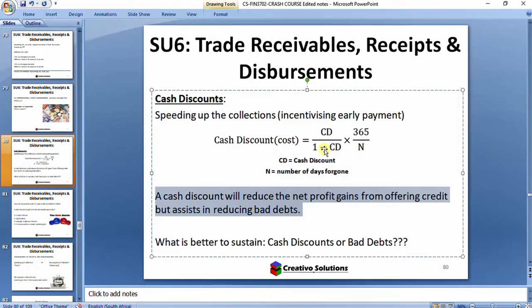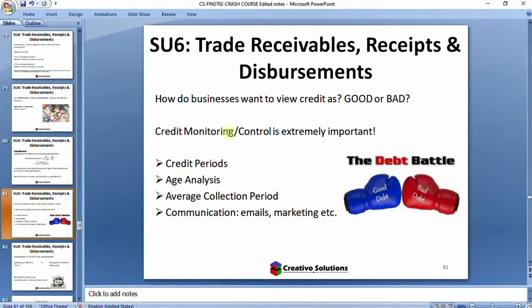Cost of giving up the discount: CD, which is the discount, over 1 minus the discount, times 365 over N. N is the number of days that I forego. Okay. All right, next slide.